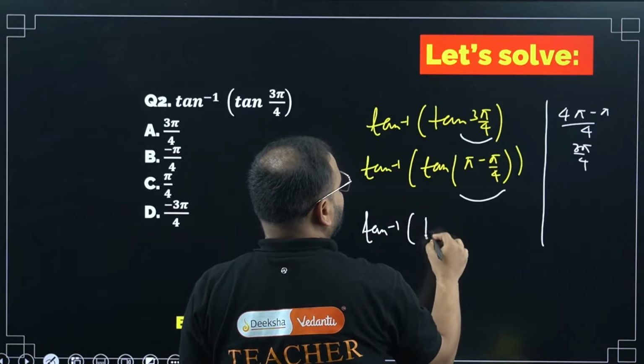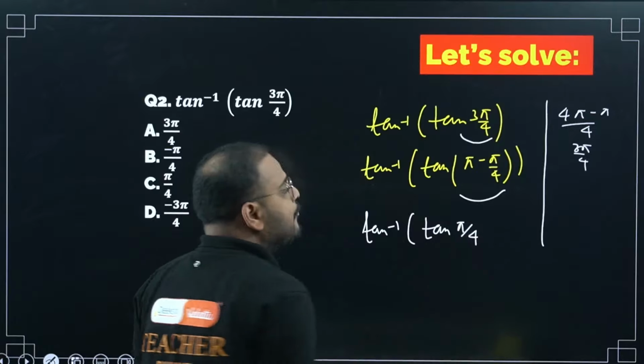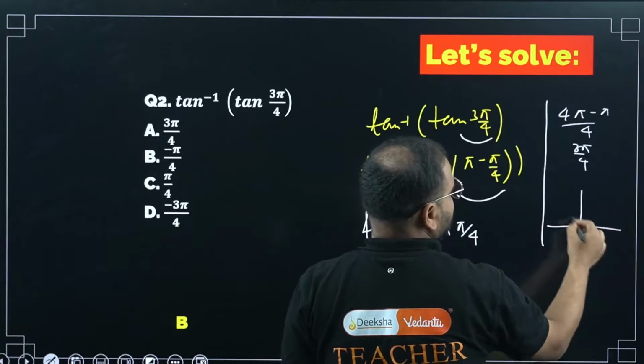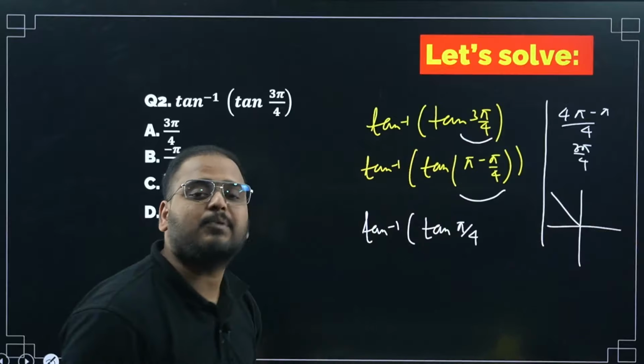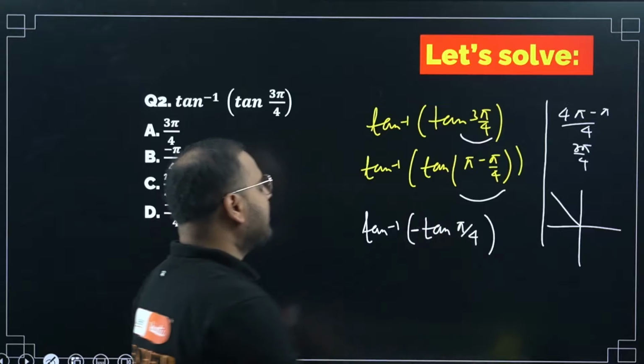Check. Tan pi by 4. Which quadrant is this angle in? Pi minus theta. This is second quadrant, sir. Second quadrant, tan is positive or negative? Negative, sir. So I will have a negative sign here.